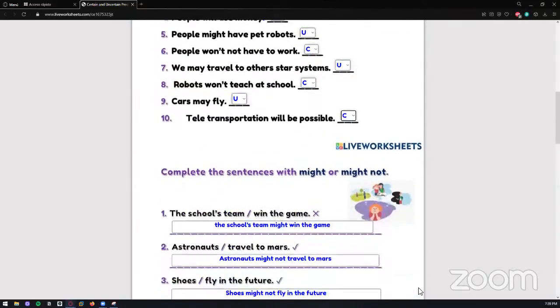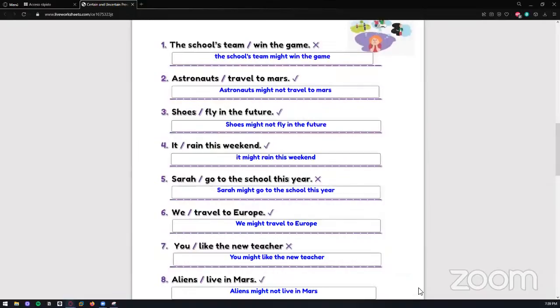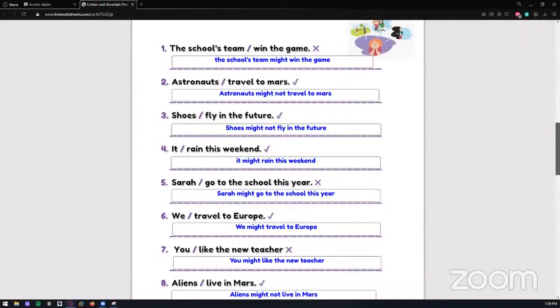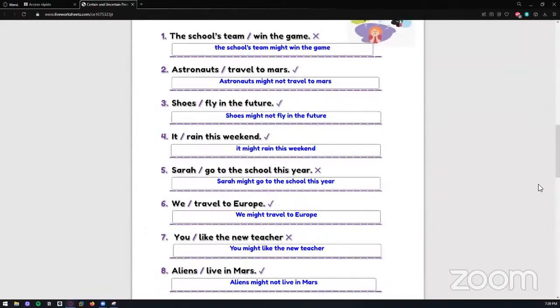Yes, exactly. So if we scroll down a little bit more, obviously could change depending on the context. But let me check, what do you think about number 2? Yeah, I think it's correct. Astronauts might travel to Mars because they actually do it. So it's not negative, no? Because they already did, and they are probably going to do it again. Yes. Now, what about number 3?